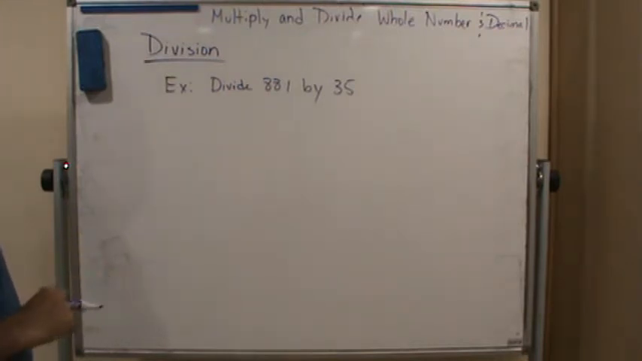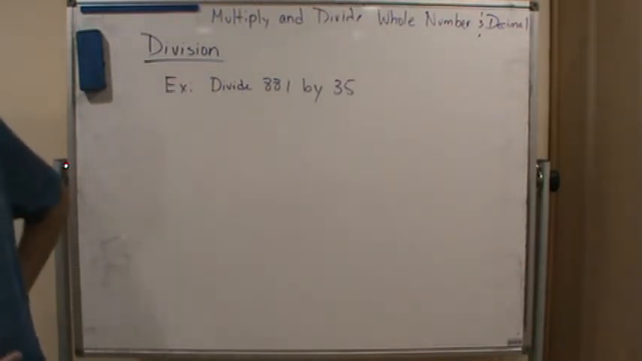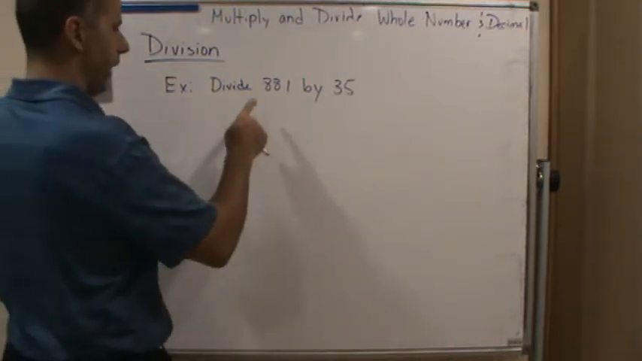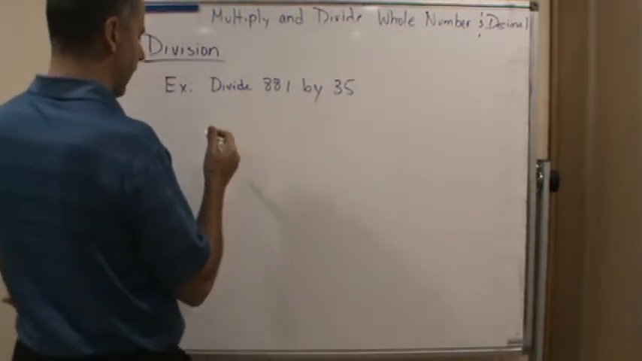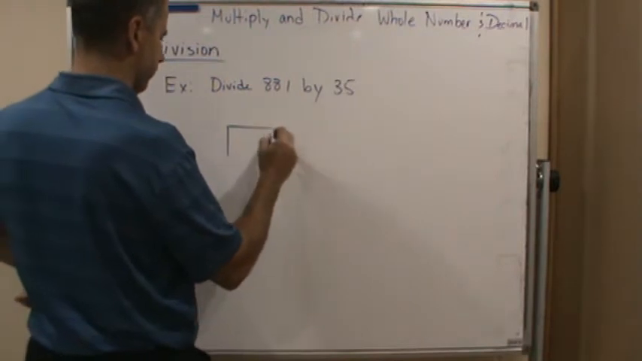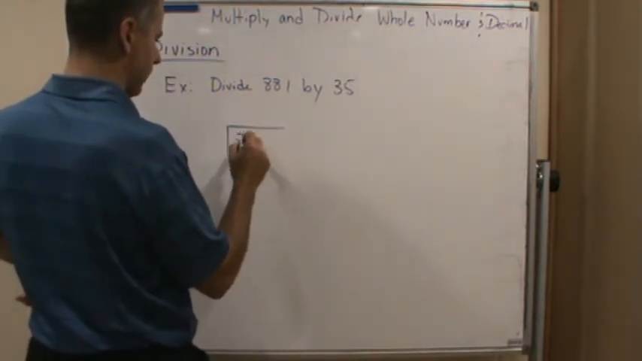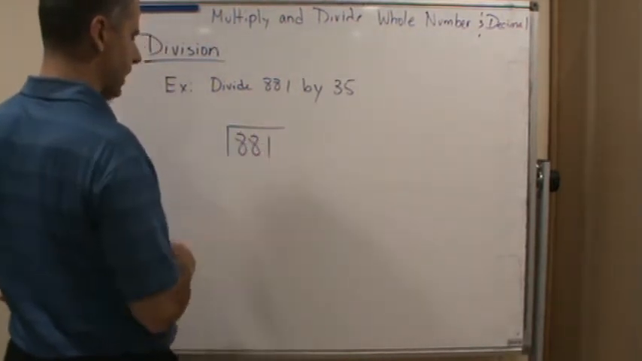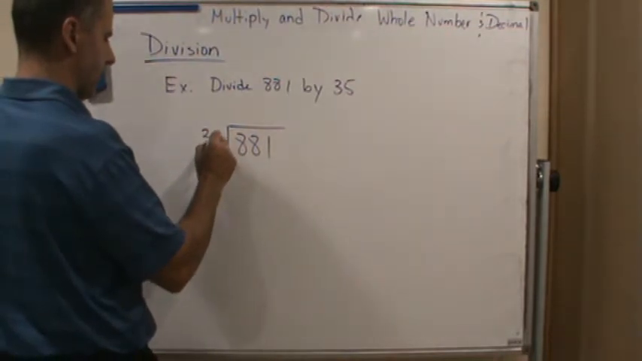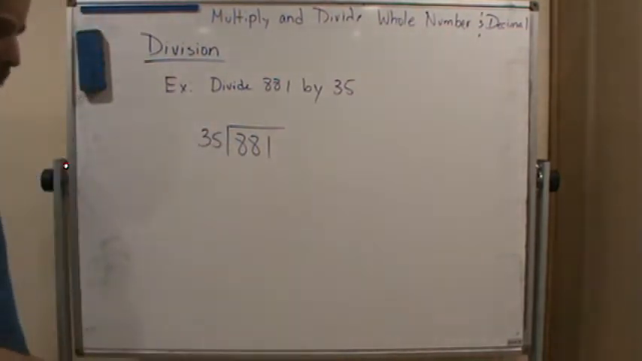So let's say I have this example, which is one of the examples that I was going to do anyway. I'm going to show you how to write the quotient with a remainder. We're going to divide 881 by 35. So we set it up. Dividend goes inside, divisor goes outside, and here's how it works.